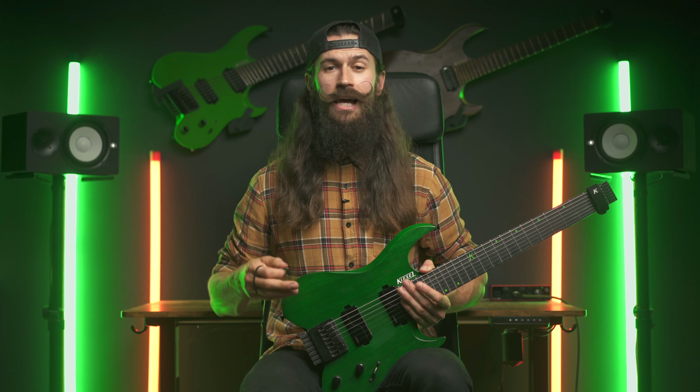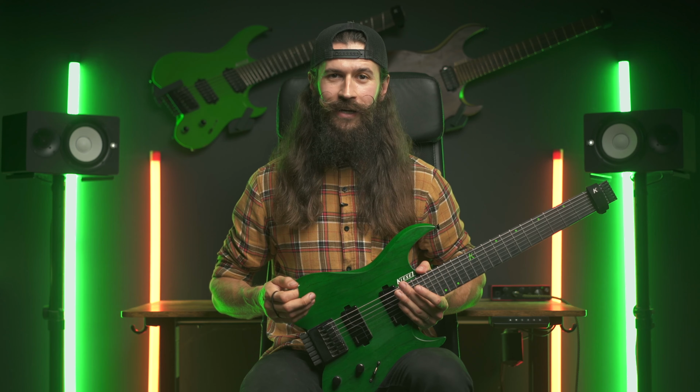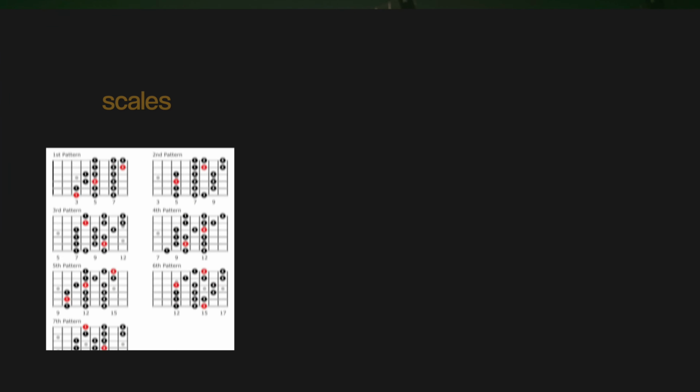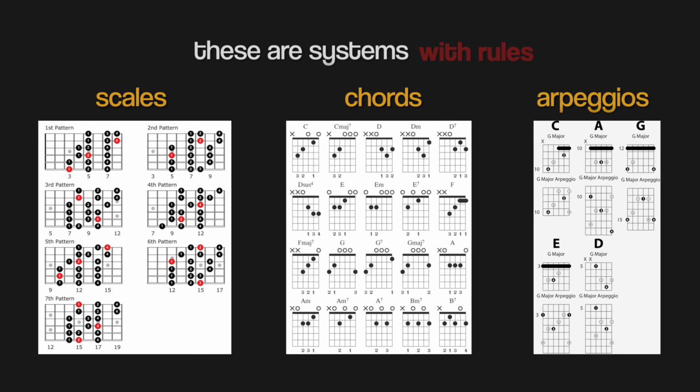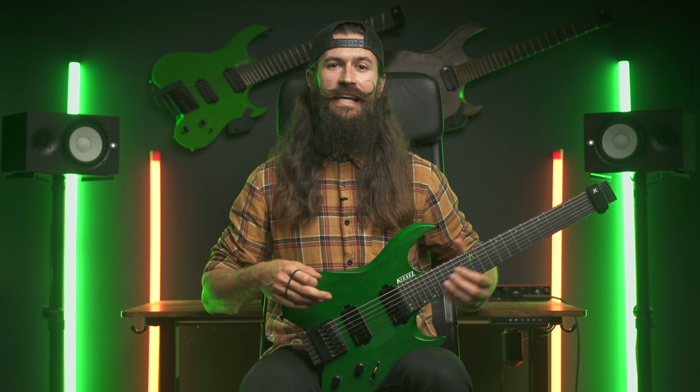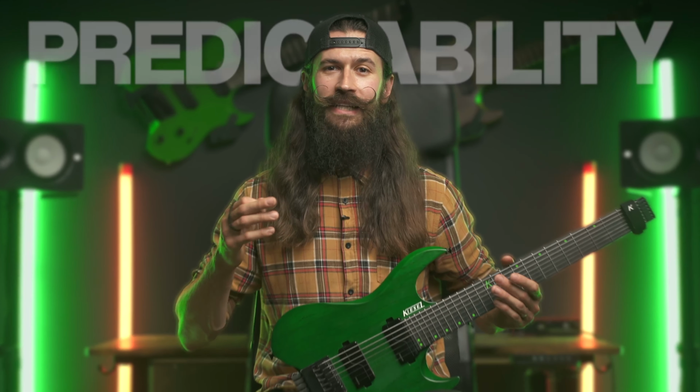In coding, you have syntaxes, patterns, functions. Once you understand the system, you can solve any problem that comes your way. Guitar is no different. Scales, chords, arpeggios, they're not random shapes. They are systems with rules. And once you understand how notes relate to each other across the entire neck, you unlock predictability.